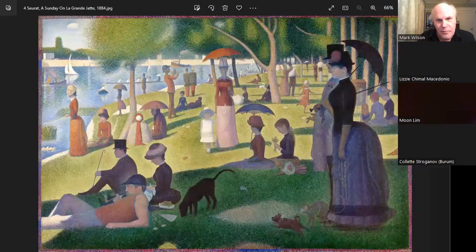Okay. All right, this is the next must know. I'm not cutting this for sure from the study list. A very important work, and it's Seurat, A Sunday on La Grande Jatte. That's how the French pronounce it. A Sunday on La, of course, is La Grande, right? Has an E on the end, and then Jatte means jetty, spelled in French J-a-t-t-e.